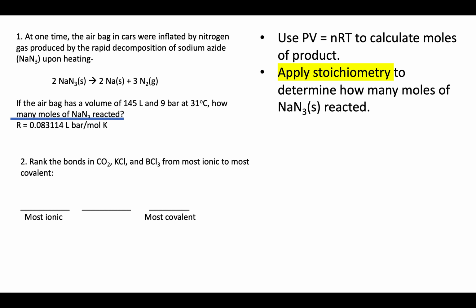Second question was looking at the bond polarity. So I'm thinking about aspects of electronegativity here. We have an ionic compound in the potassium chloride. We have one with two nonmetals in the carbon dioxide. And in between, we have one with a metalloid and then a highly ionic chloride. So I'd put the BCl3 in between the two.